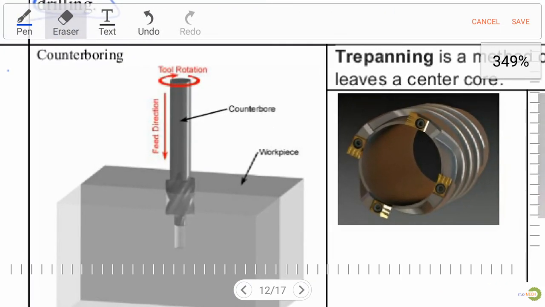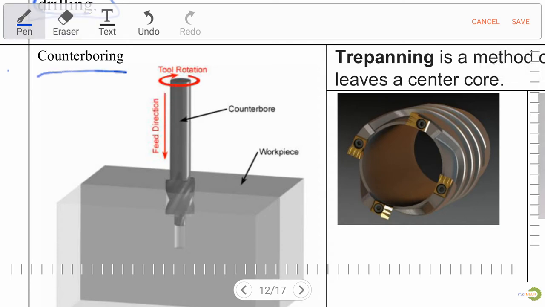Now let's discuss counter boring over here. Counter boring, as we can see here, the hole is made by drill bits, and if we want to enlarge the drilled hole, we can use counter boring.